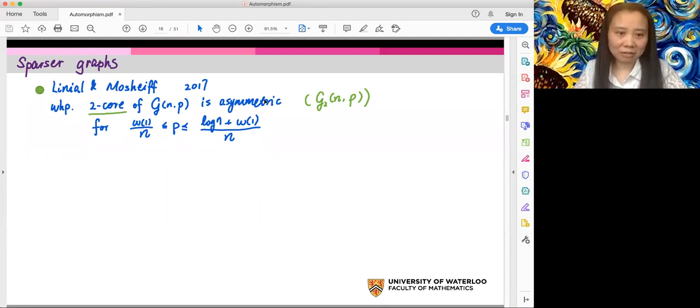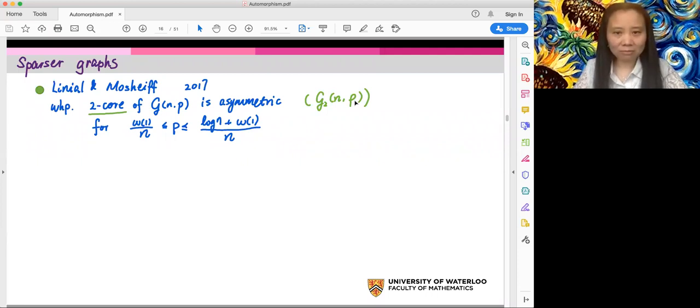So what Linial and Mossel did is to study the 2-core of G(n,p). So what is that? You take a G(n,p) and then strip off all the vertices of degree less than 2. Keep doing that, and then eventually you reach a subgraph with minimum degree at least 2. Another way to think about it is to take G(n,p) conditioning on minimum degree at least 2. They are not the same thing, but they are almost the same thing, at least for this problem.